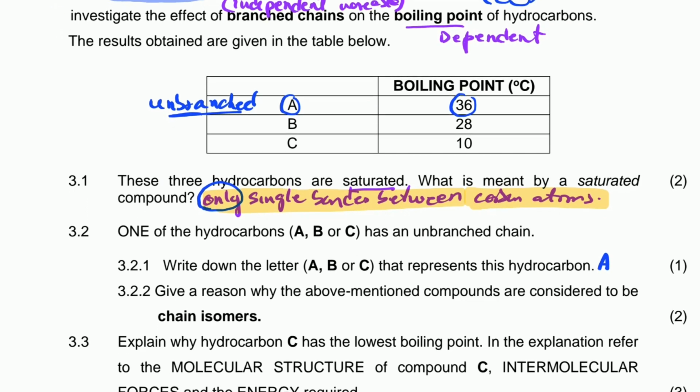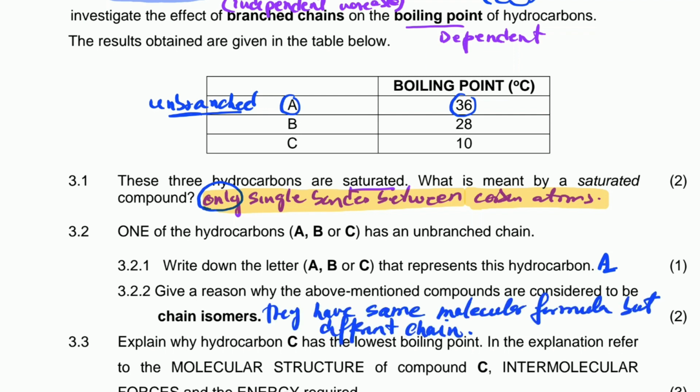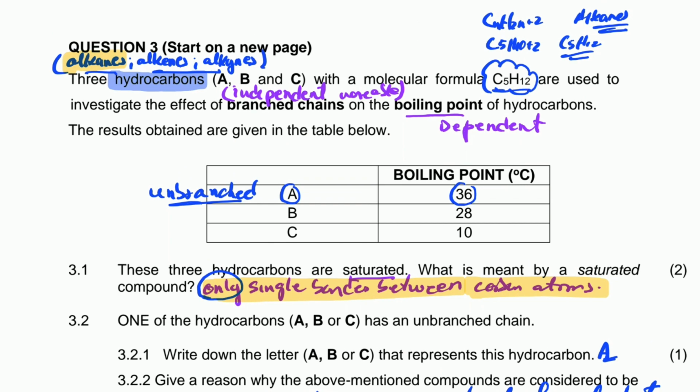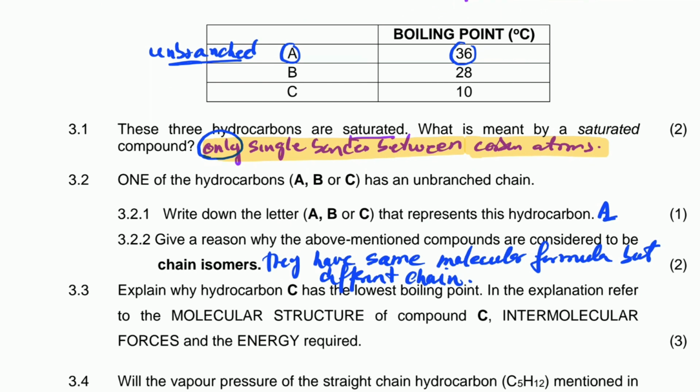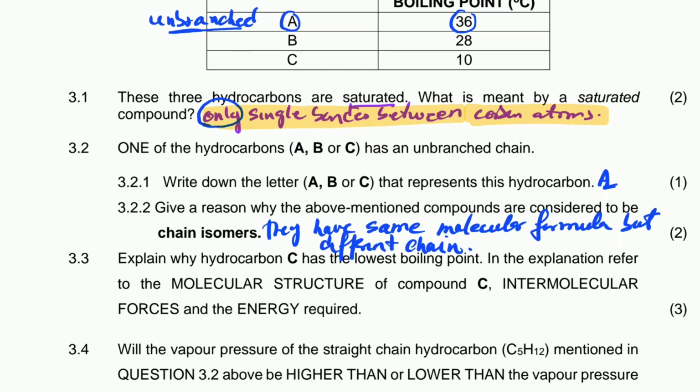Give a reason why the above-mentioned compounds are considered to be chain isomers. Now this has nothing to do with why this one is unbranched, which I just explained. But why are they chain isomers? Because they all have the same molecular formula but different chains. Note that all of these hydrocarbons have the molecular formula given on top, C5H12. The difference in the boiling point is because of the size of the carbon chain, the size of the compound. Explain why hydrocarbon C has the lowest boiling point. In the explanation, refer to the molecular structure of compounds, intermolecular forces, and energy required.